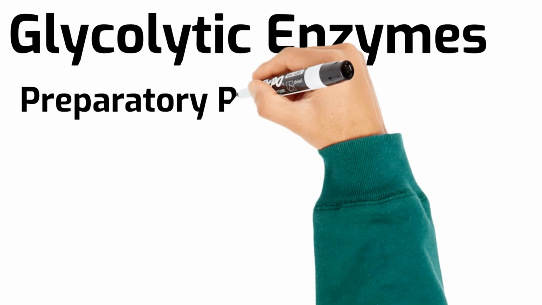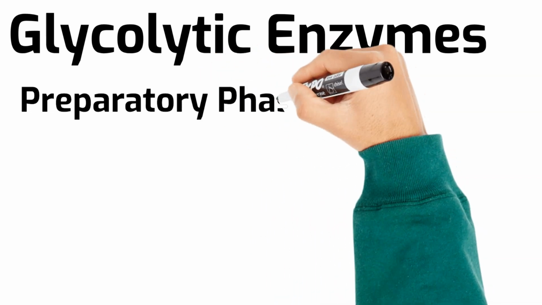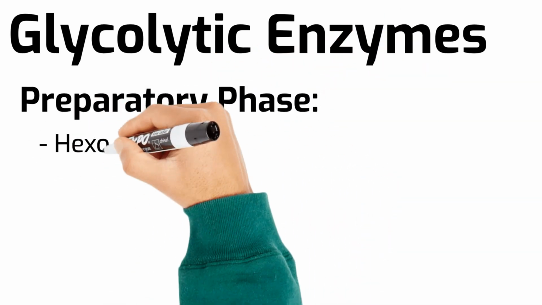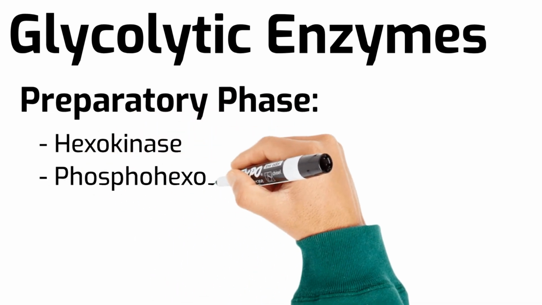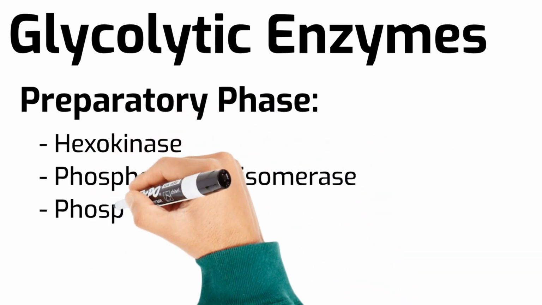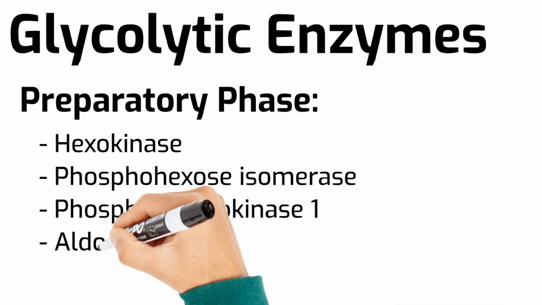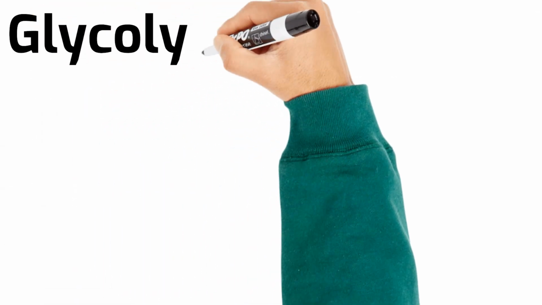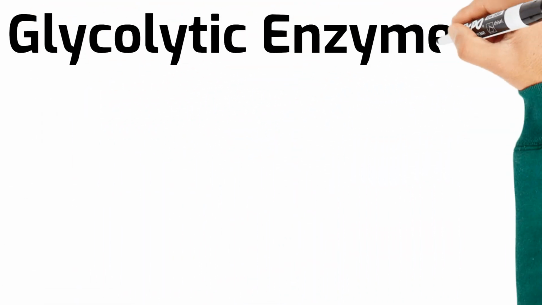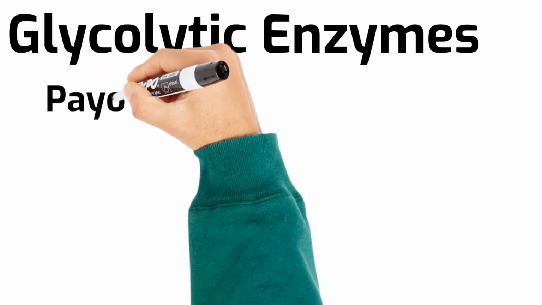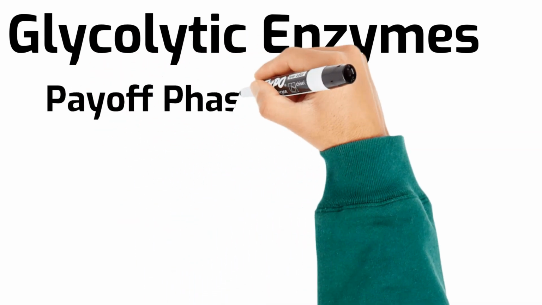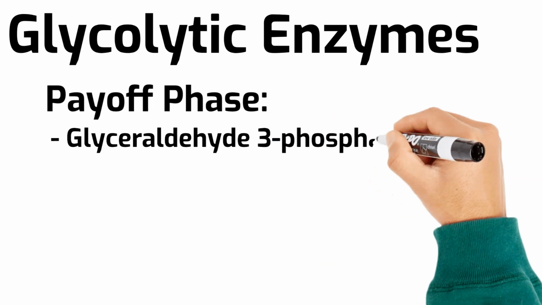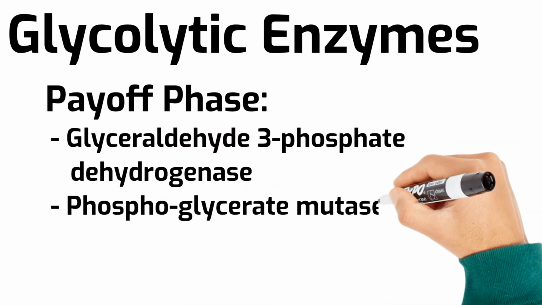Enzymes involved in the preparatory phase of glycolysis include hexokinase, phosphohexose isomerase, phosphofructokinase 1, aldolase, triose phosphate isomerase, and in the payoff phase, enzymes such as glyceraldehyde 3-phosphate dehydrogenase, phosphoglycerate mutase, enolase, and pyruvate kinase are involved.